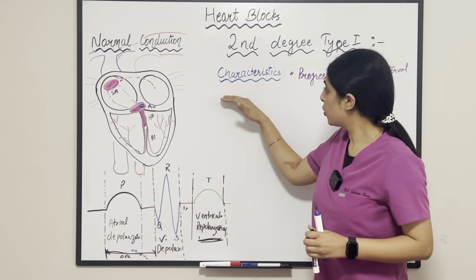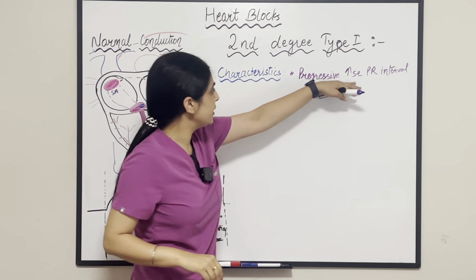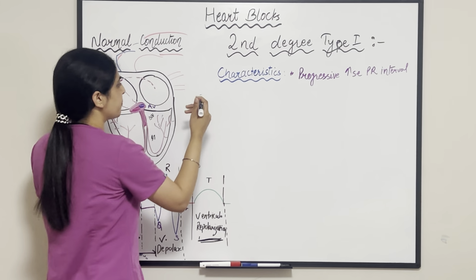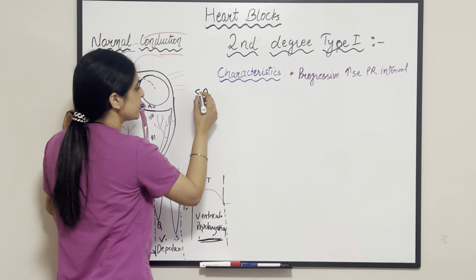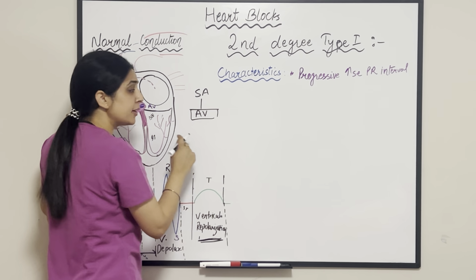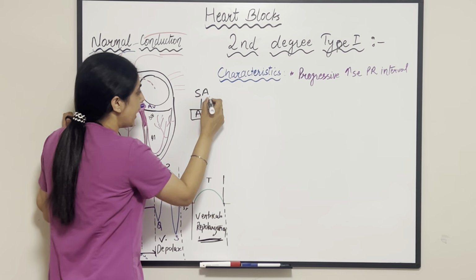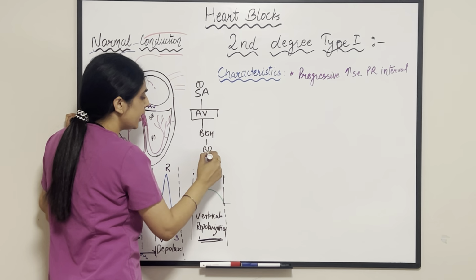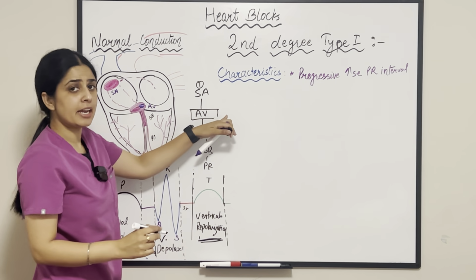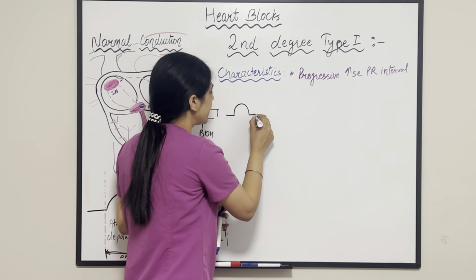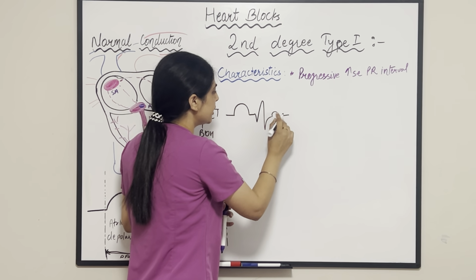Let's discuss second degree type 1, Mobitz I or Wenckebach. In this one, there is a progressive increase in the PR interval. So for example, the SA node generates an impulse that carries through the AV node at normal speed. For impulse 1, it takes normal time, so there is no delay at the AV junction. So the ECG is normal, the PR interval is normal, and the T wave is normal.